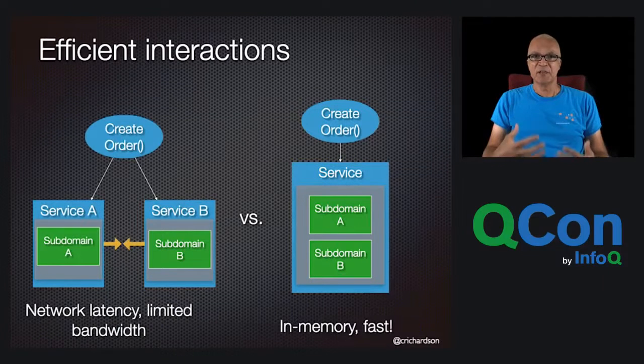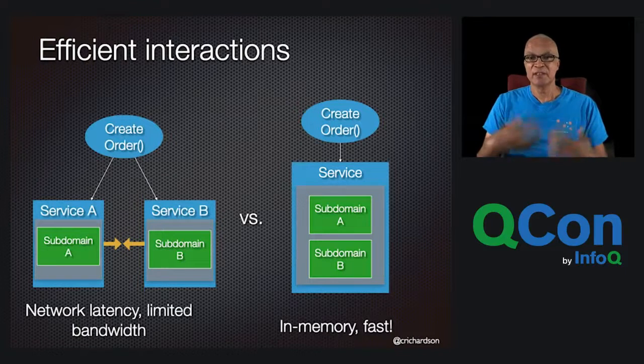The second dark matter force is efficient interactions. An operation's interactions should also be as efficient as possible. You want to minimize the amount of data that's transferred over the network, as well as the number of round trips. As a result, you might want to co-locate subdomains in order to implement an operation efficiently.